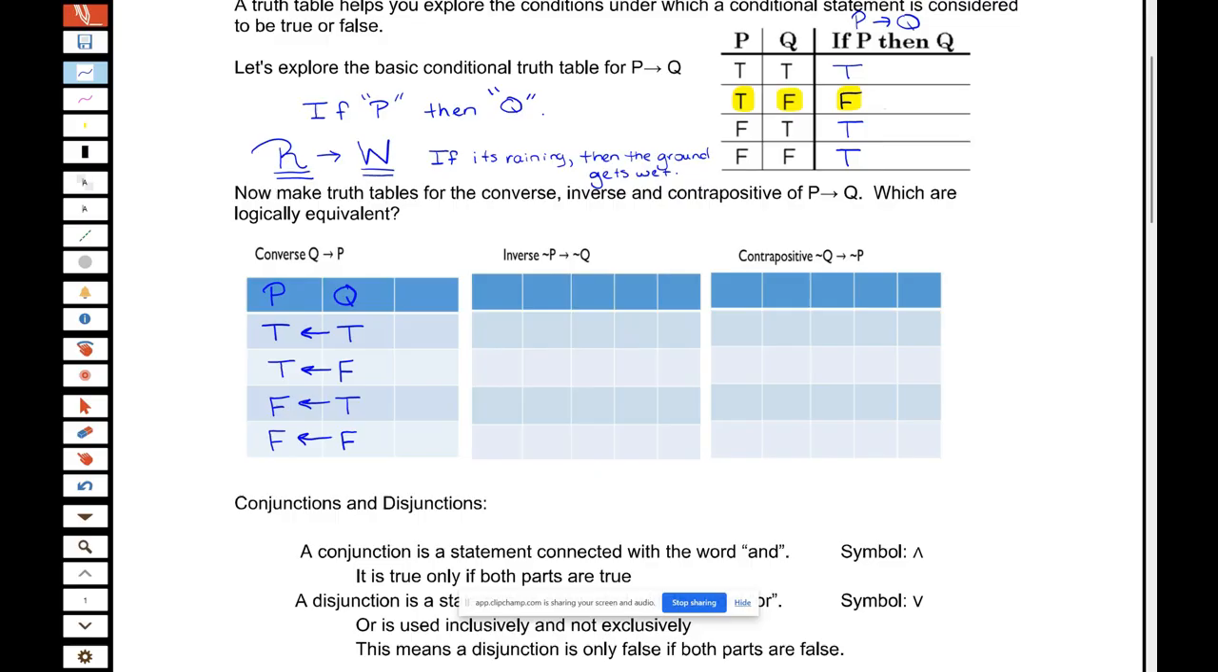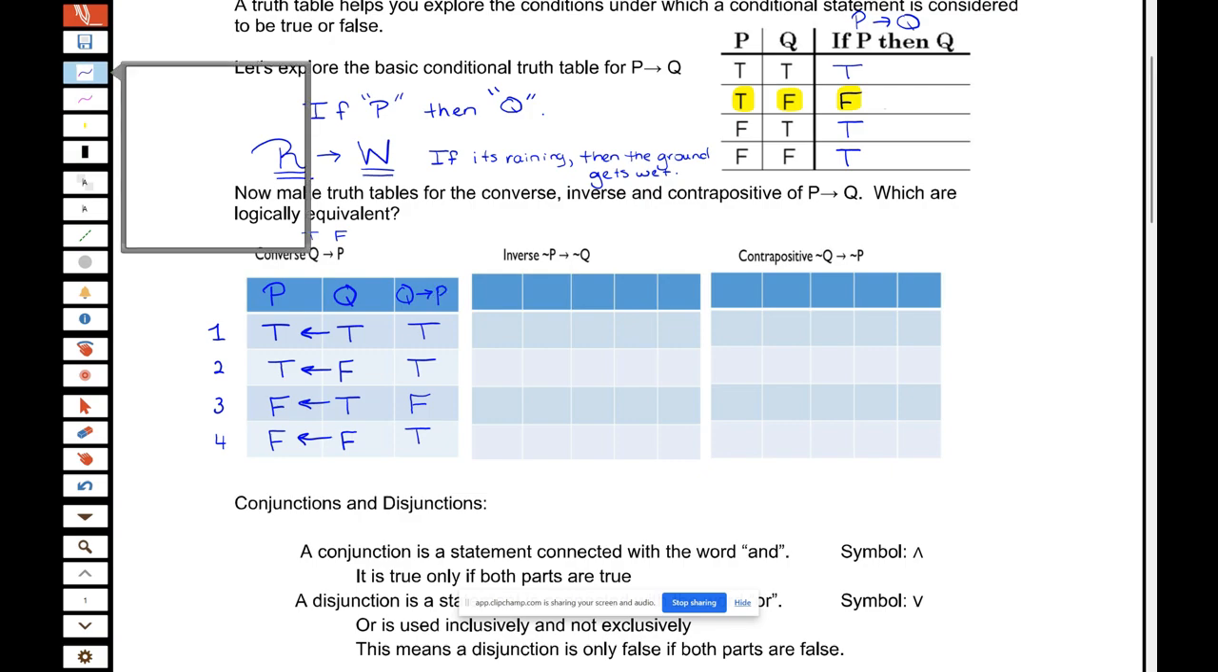So I would ask you, where is the only case? Is it row 1, row 2, row 3, or row 4, where I'm going to put a false because the first thing happens and the second one doesn't? If you said row 3, you are correct, because Q happens. We're doing Q implies P. If Q happens and P does not happen, does not follow, then the statement Q implies P is false, because Q is not implying P, because P doesn't happen. In all other cases, the conditional statement Q implies P is considered true.